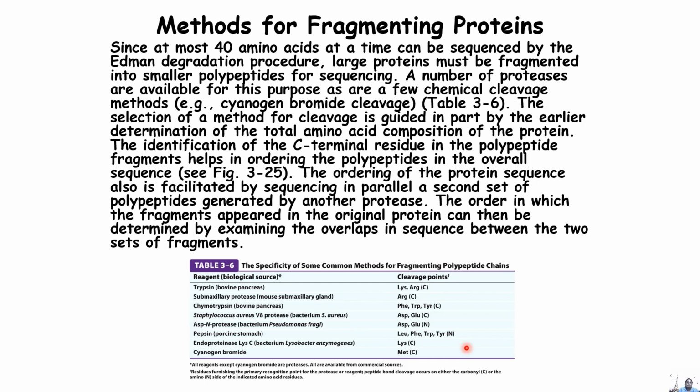The selection of a method for cleavage is guided in part by the early determination of the total amino acid composition of the protein. The identification of the C-terminal residue in the polypeptide fragments will help in ordering the polypeptides in the overall sequence. The ordering of the protein sequence is also facilitated by sequencing in parallel a second set of polypeptides generated by another protease. The order in which the fragments appear in the original protein can then be determined by examining the overlaps in sequence between the two sets of fragments. That is basically the method for fragmenting the proteins, and this table shows the specificity of some common methods for fragmenting polypeptide chains.